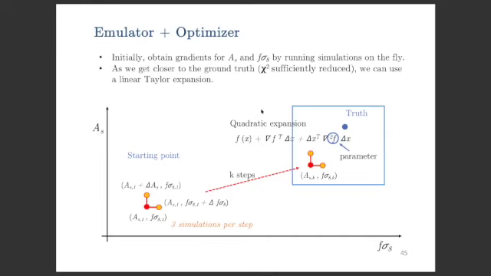After 2 to 4 steps, we are closer to the ground truth, and we say that the linear Taylor expansion is good enough. So we write down the quadratic expansion of our objective function and fit for its coefficients. And we get a better approximation of the numerical gradients.